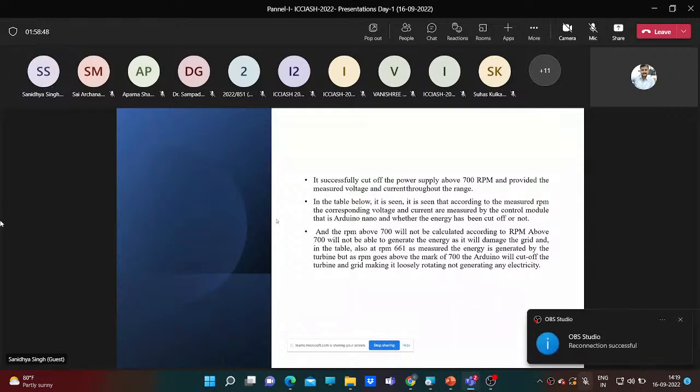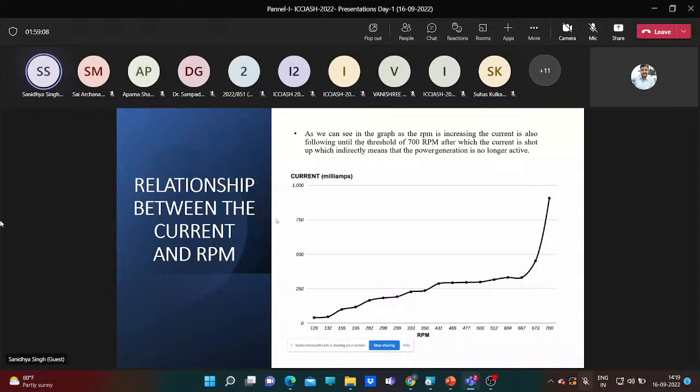RPM above 700 will not be calculated, as the LCD will state high speed and advise and automate the cutoff procedure, so the axis is rotating loosely and not generating any electricity. We have also stated a relationship between current and RPM. We have plotted the readings measured by us, and it rises steadily up to a point, and when it reaches 700, it will be infinite.